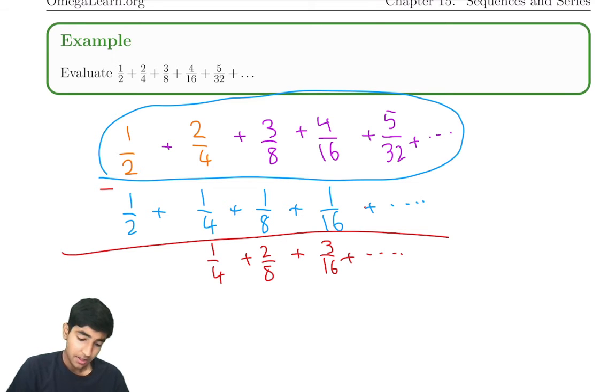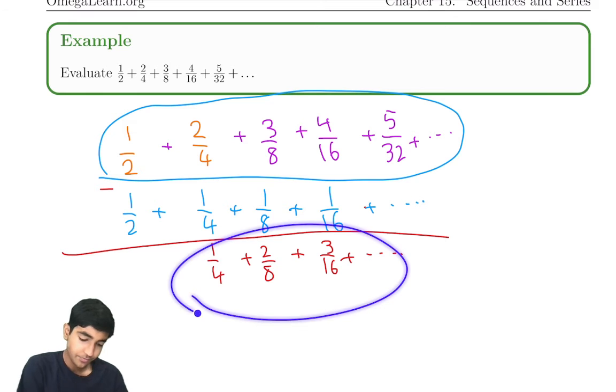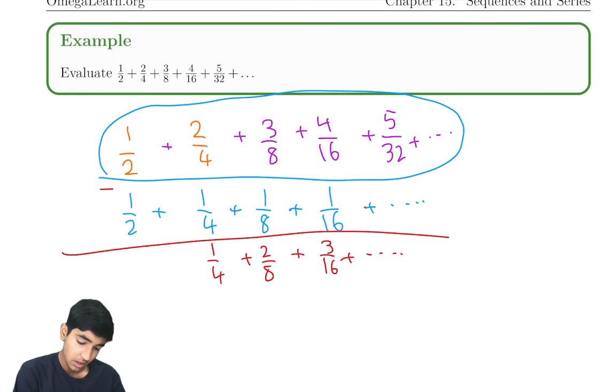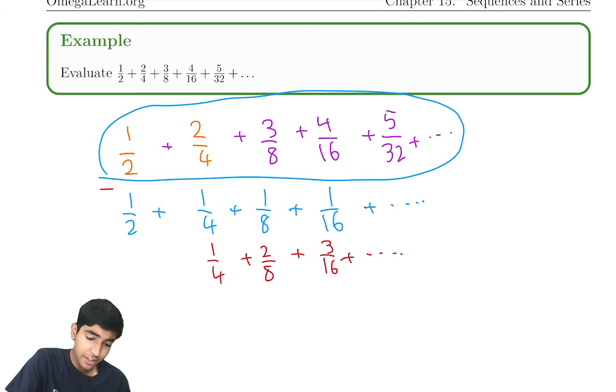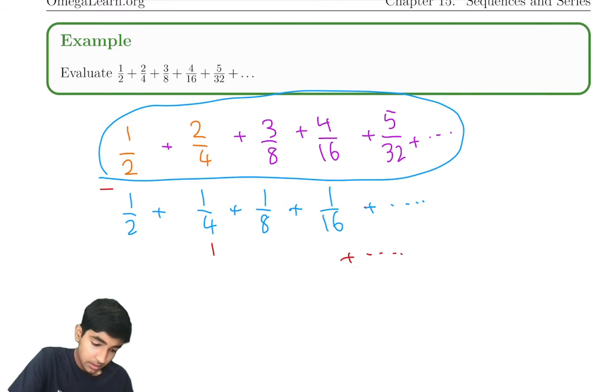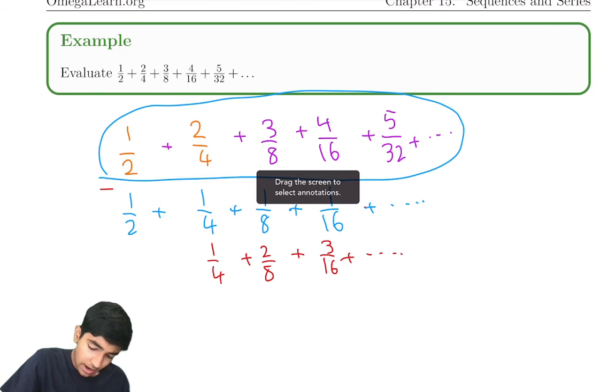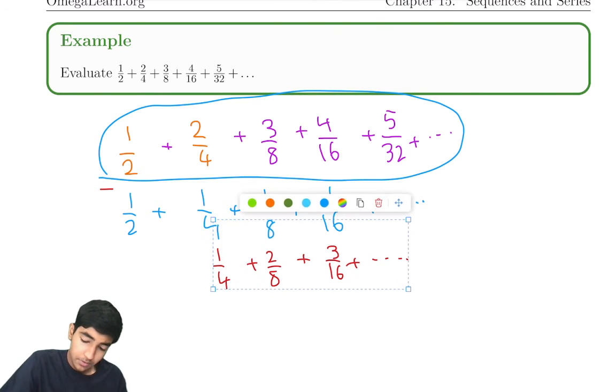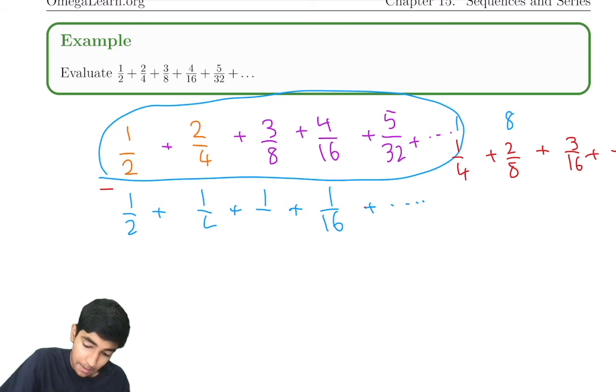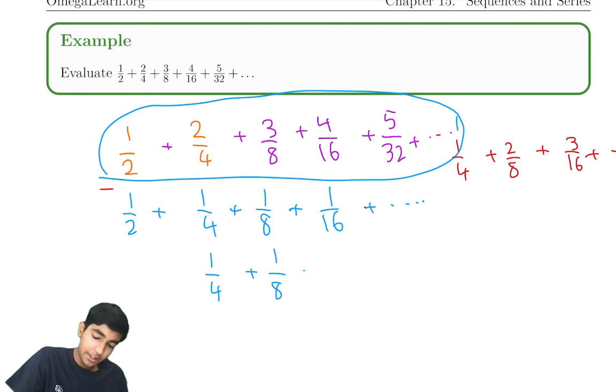Okay. Now we've got this thing here. Let's try and now we have this part left. How do we get this part? So now what we want to do is, in order to get that part over there, let's have another sequence. How about 1/4 plus 1/8 plus 1/16 plus so on.